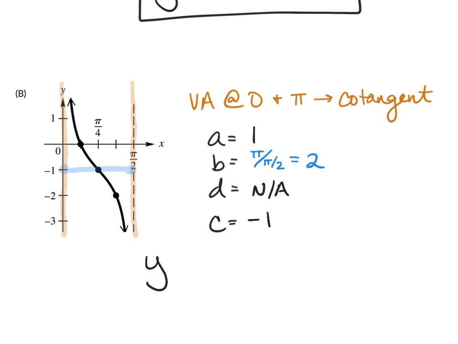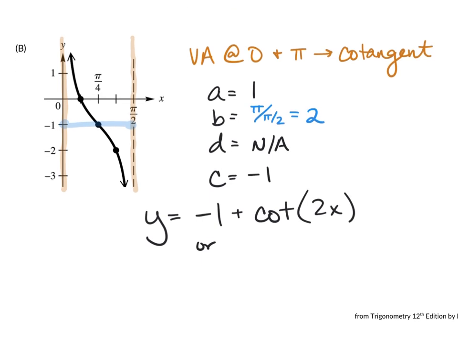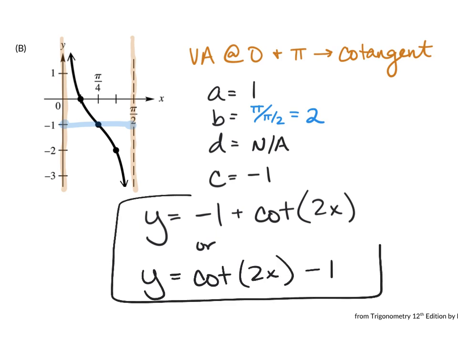Including all of those changes, the numbers that we need to include, I would write that this equation is y equal to -1 plus the cotangent of 2x. Or if you like putting the vertical translation at the end, you could also write this as cotangent of 2x, all of that minus 1. Your book prefers the first version, but they're mathematically equivalent.